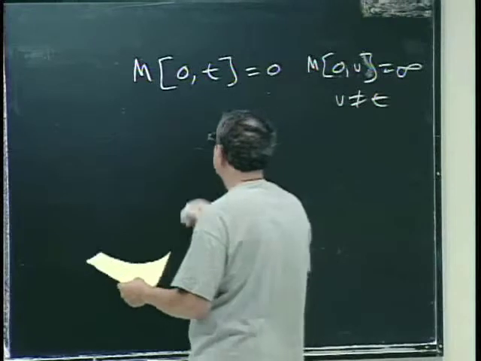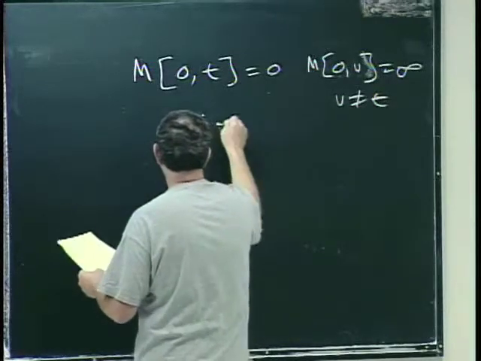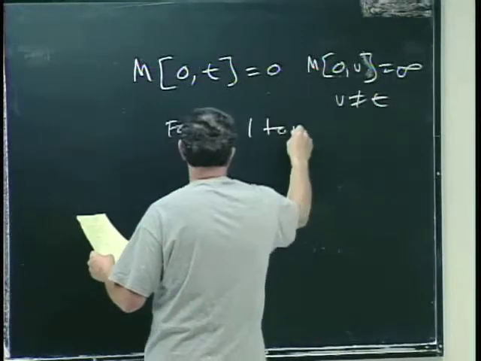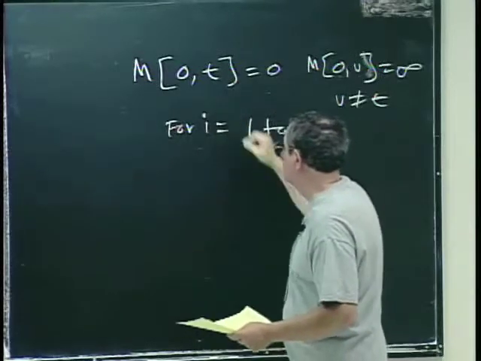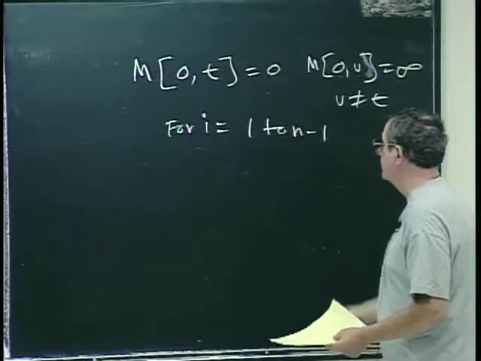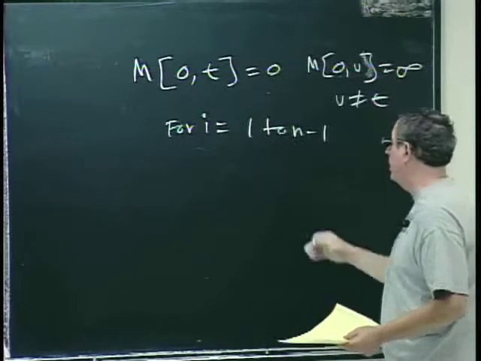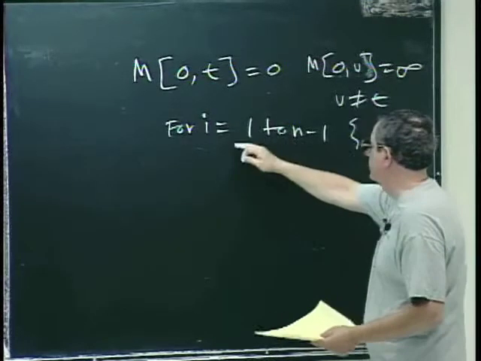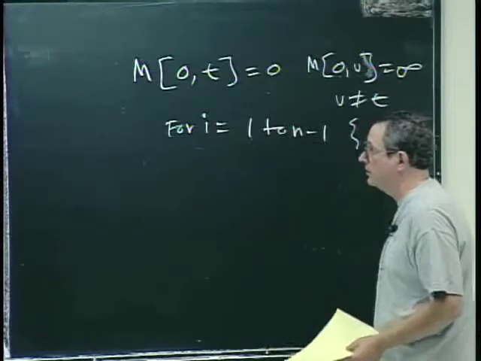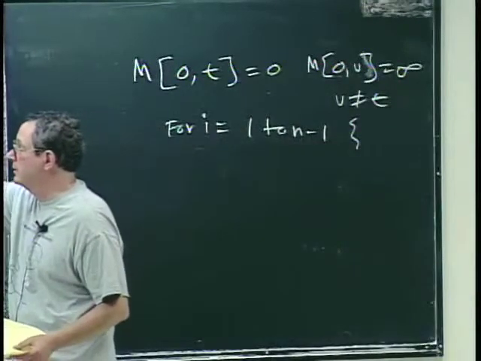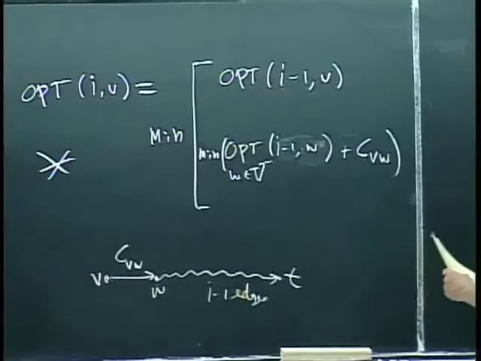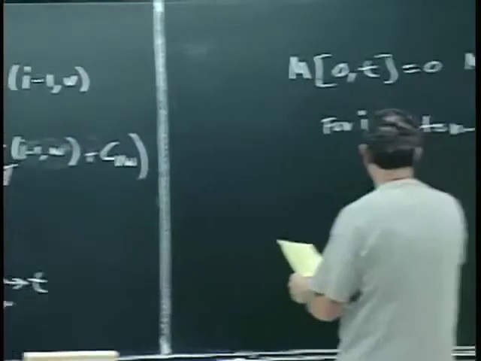And then for i equals 1 to n-1, so this is the number of edges that are being permitted in the path, and we're going to vary from 1 to n-1, and that's what I was saying over here. It seems sensible to just let the first parameter increase that way. That would work.